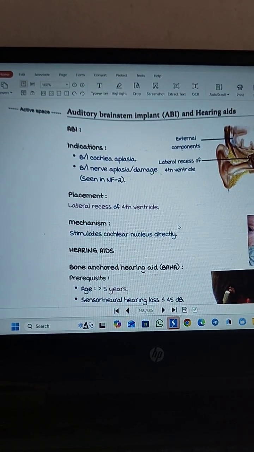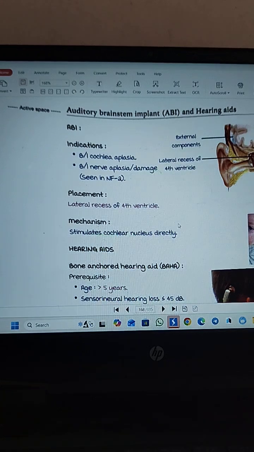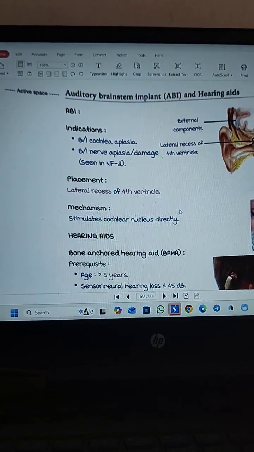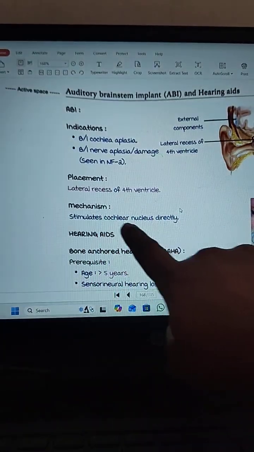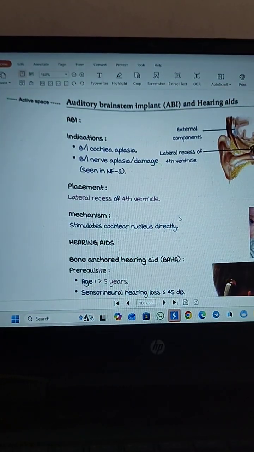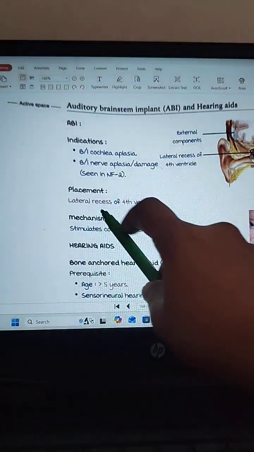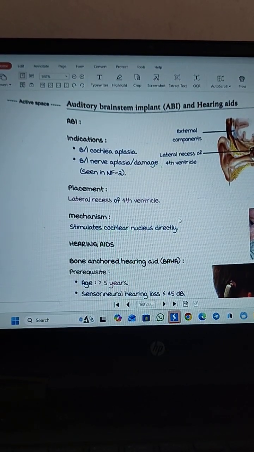So here we use the auditory brainstem implant. The mechanism is that it will directly stimulate the cochlear nucleus. So that is the auditory brainstem implant, and it is mainly placed in the lateral recess of the fourth ventricle. So that's it.